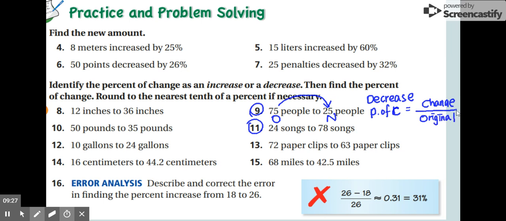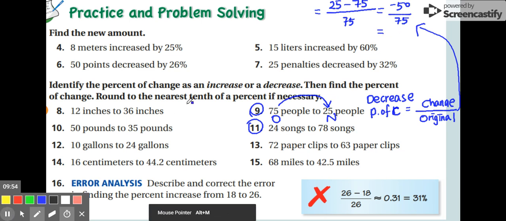So now, let me just put it on the top. What is the change from 75 to 25? You're going to subtract the original from the new number, which is 25 minus 75, over, you compare that to the original, which is 75. So if you subtract this, it's going to be negative 50 over 75. Let's simplify this. So it is going to be 66% decrease.